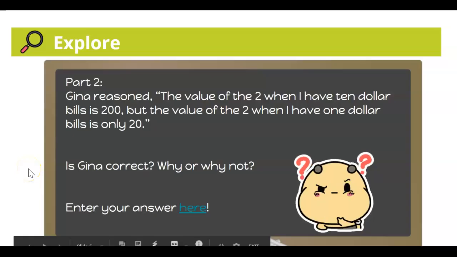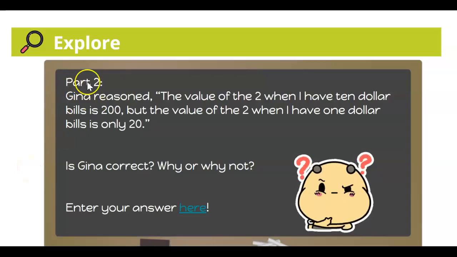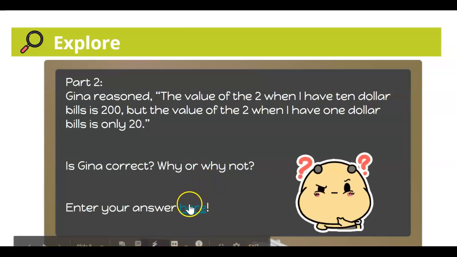So we're going to move on to our next slide, and this is going to be part 2. You can follow along as I read it. Gina reasoned the value of the 2 when I have $10 bills is 200, but the value of 2 when I have $1 bills is only $20. Is Gina correct? Why or why not? So I'm going to want you to click right here.